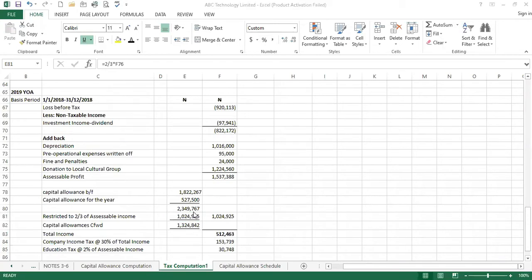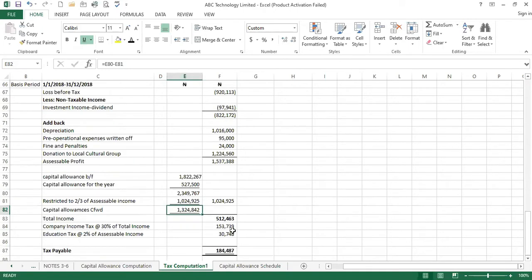So basically, you now notice that two-thirds of this particular figure will give you this. You can only claim 1,024,925. So then this other one, you carry it forward. Okay, so you carry it forward. Then you now have your total taxable income. That's this particular accessible profit minus the capital allowance you are claiming. That's 512,464. You apply your CIT to it.